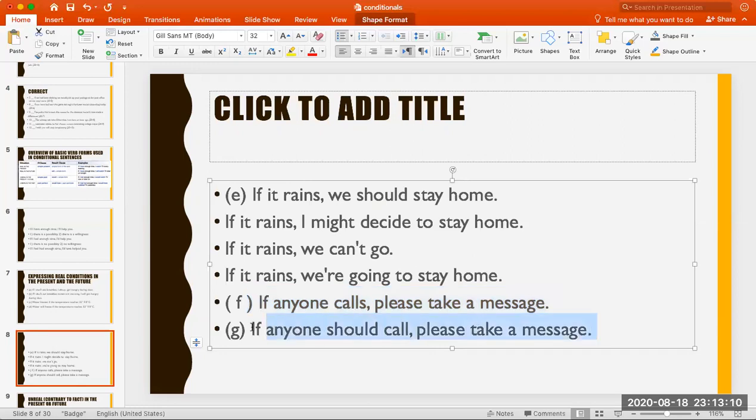Now, if it is unlikely, we use should. Sometimes it's a little bit polite to use should in the imperative when you give orders, but using should also indicates that it's unlikely to happen. If anybody should call, please take a message. Basically, these two sentences are the same, but with should, it indicates that maybe nobody is going to call.